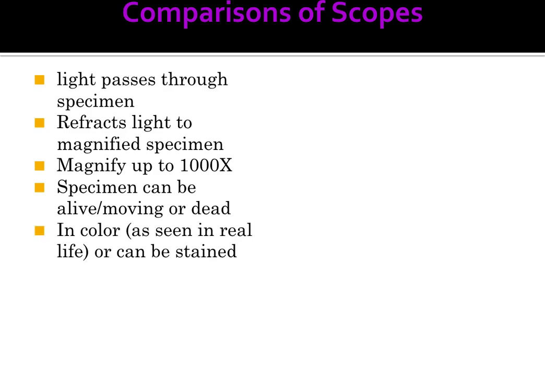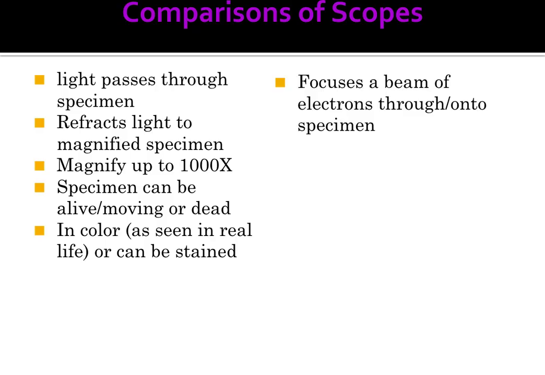The specimen can be alive and moving or dead. We can look at it in real life because it can be alive, so we can see it in color, and the light will allow us to see that, or it can be stained.